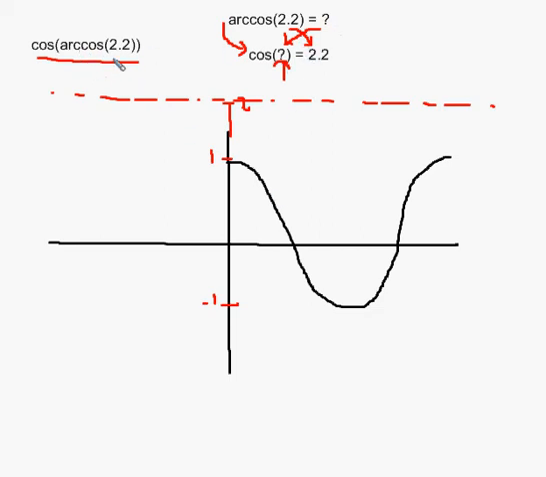So this is undefined, and in Math.AS, typically you don't write undefined, you write D-N-E, because the answer does not exist.